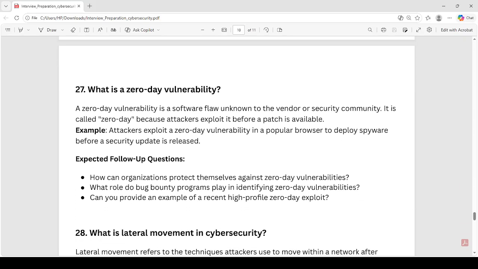Question number 27. What is a zero-day vulnerability? A zero-day vulnerability is a software flaw unknown to the vendor or security community. It is called a zero-day because attackers exploit it before a patch is available. Example: an attacker exploits a zero-day vulnerability in a popular browser to deploy spyware before a security update is released.